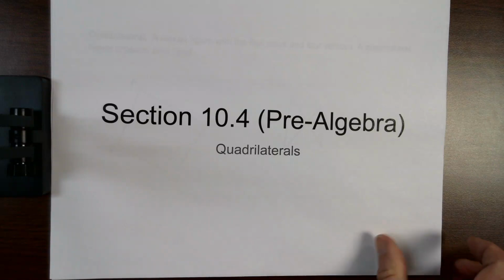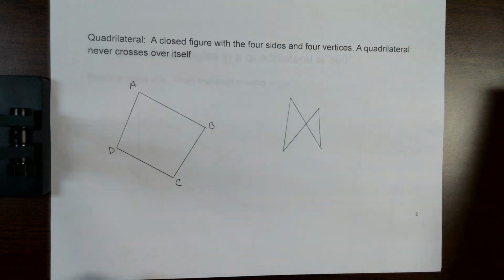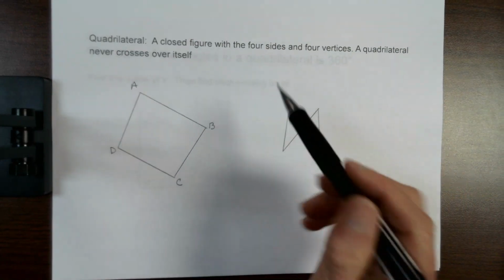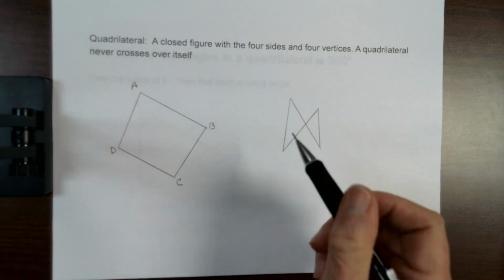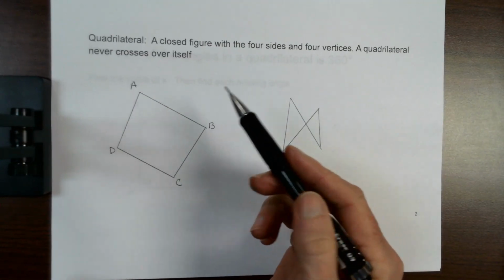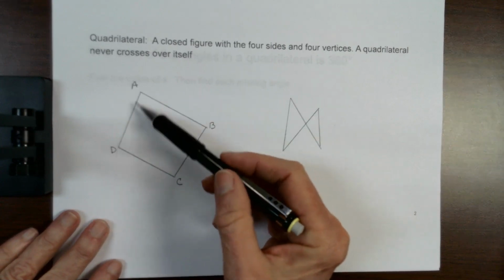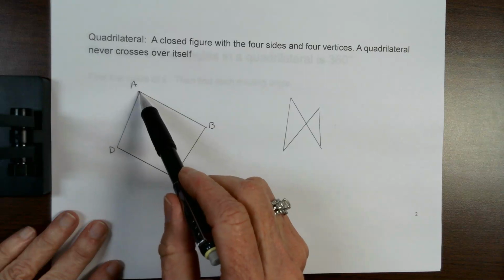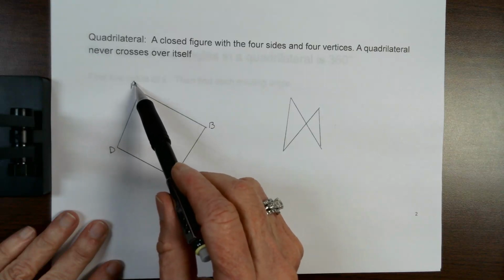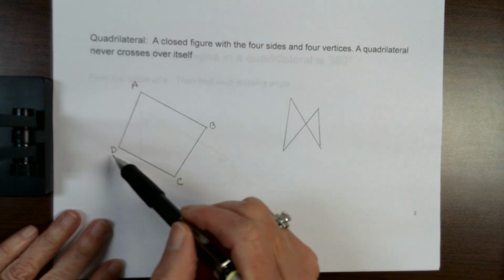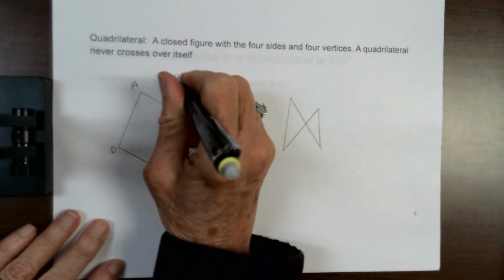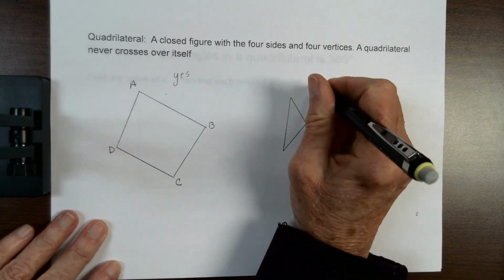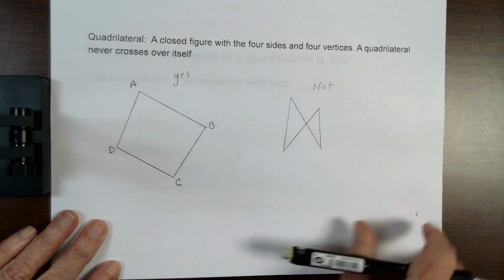Section 10.4 has to do with quadrilaterals. A quadrilateral is a closed figure that's made up of line segments with 4 sides and 4 vertices. A quadrilateral never crosses over itself. So this has 1, 2, 3, 4 sides, 4 vertices or 4 points or corner points, A, B, C, and D. This is a quadrilateral. This one crosses over itself, so this is not a quadrilateral.